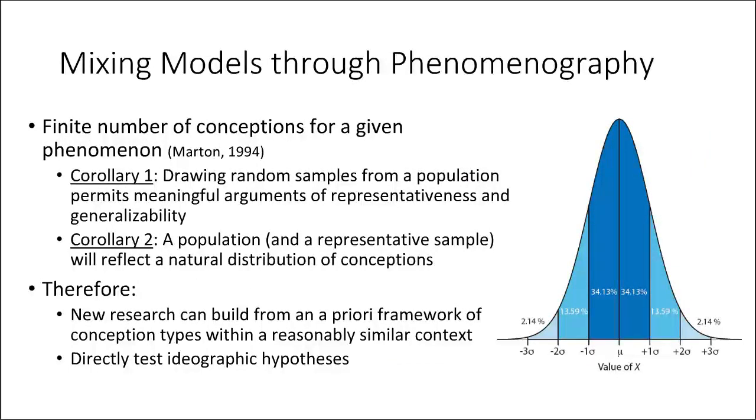So with this finite number of conceptions for any given phenomenon, with that assumption, there are a few corollaries. The first corollary is that you can draw a random sample from a population in a way that permits meaningful arguments about representativeness and generalizability. And the second corollary is that we can posit a natural distribution. Now, it doesn't inherently mean it's a normal distribution, it doesn't mean it's a bell curve, but that any number of distribution models might be applicable to understanding the phenomenon.